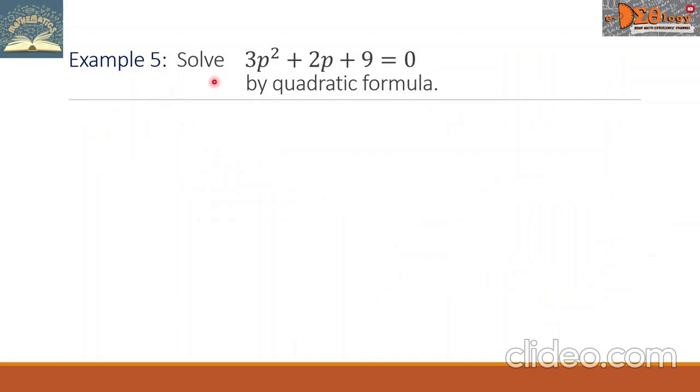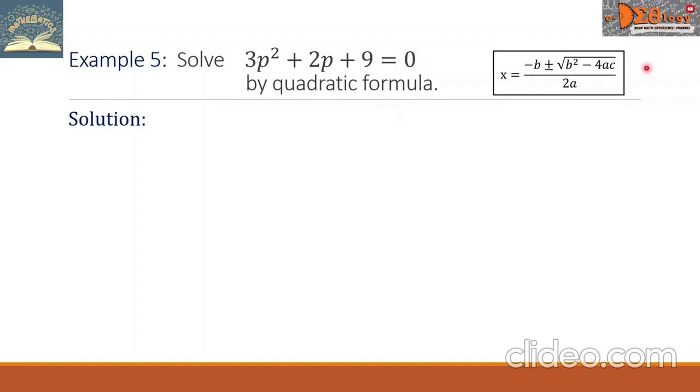Example 5. Solve 3p² + 2p + 9 = 0 by quadratic formula. Our quadratic formula is here. Now let us collect the values of a, b, and c. The a is the coefficient of p², so we write a = 3. b is the coefficient of this middle term, so this 2 is the value of b. And the c is the constant, so we write here c = 9.